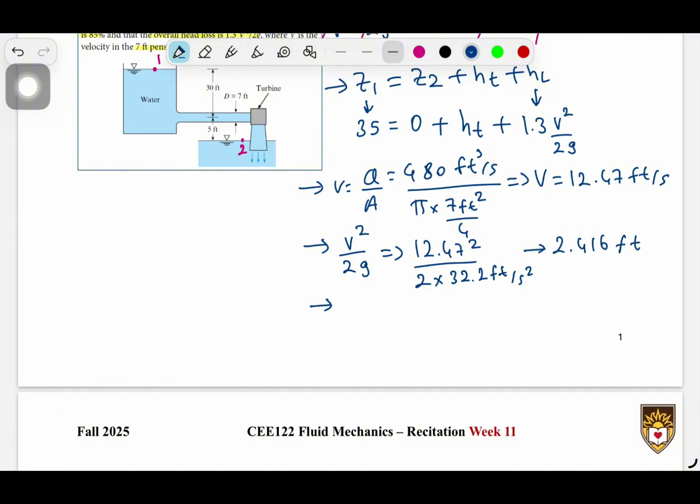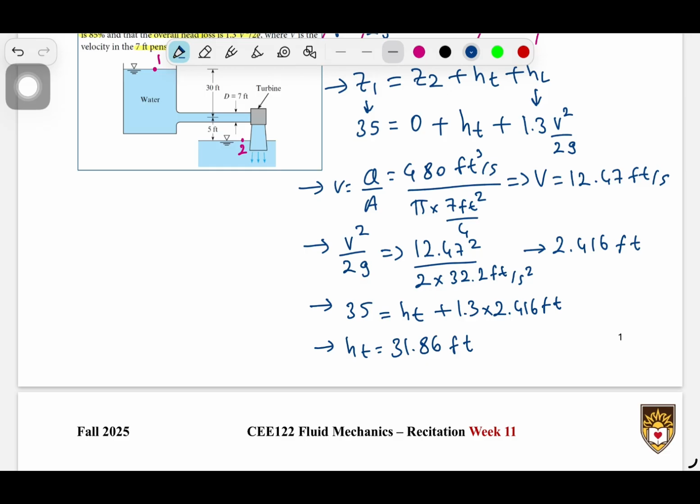And from here, we have 35 equal to HT plus 1.3 times 2.416 feet. And from here, HT will be 31.86 feet. So this is the water head, which is provided by the turbine.